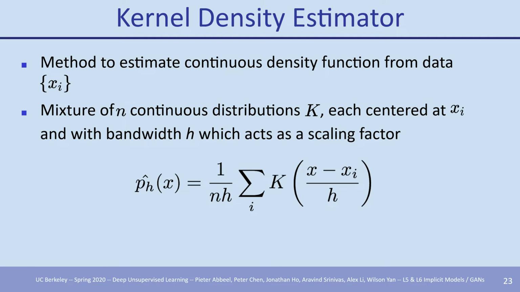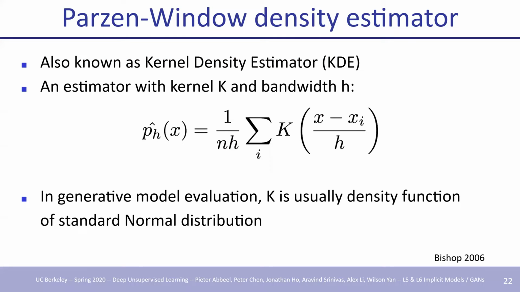They say it could be any kernel, but each of them has its own scaling factor. So that's the general idea. You're just making a histogram, but instead of blocks of histogram, you put normals on top of it.